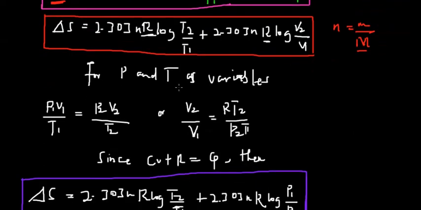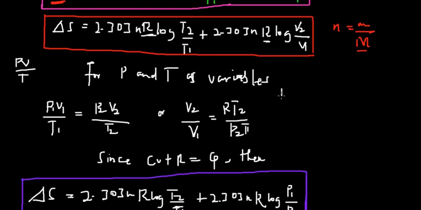For P and T as variables, for the states we have P1 V1 divided by T1. So note that we could have PV over T. This is where you have only one state, but this is where you have two states.